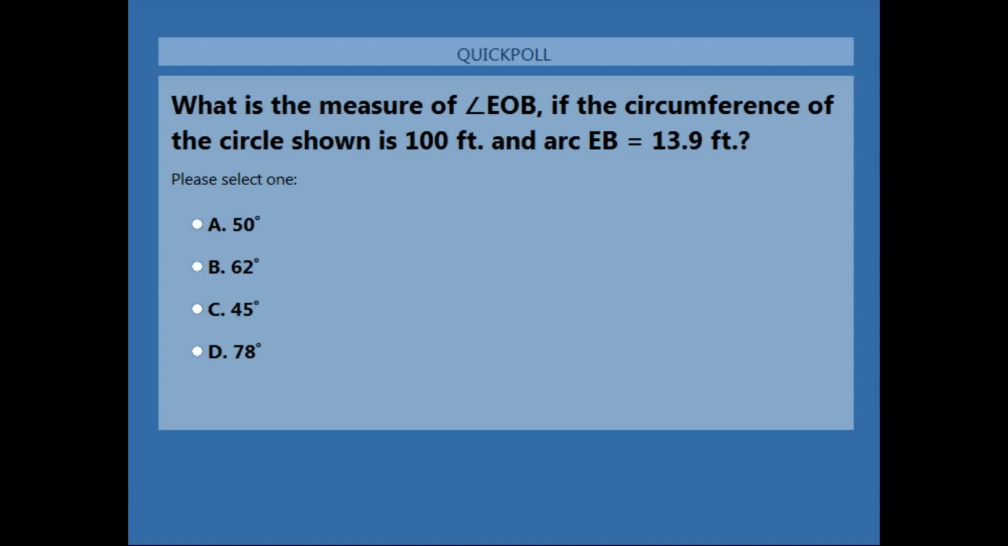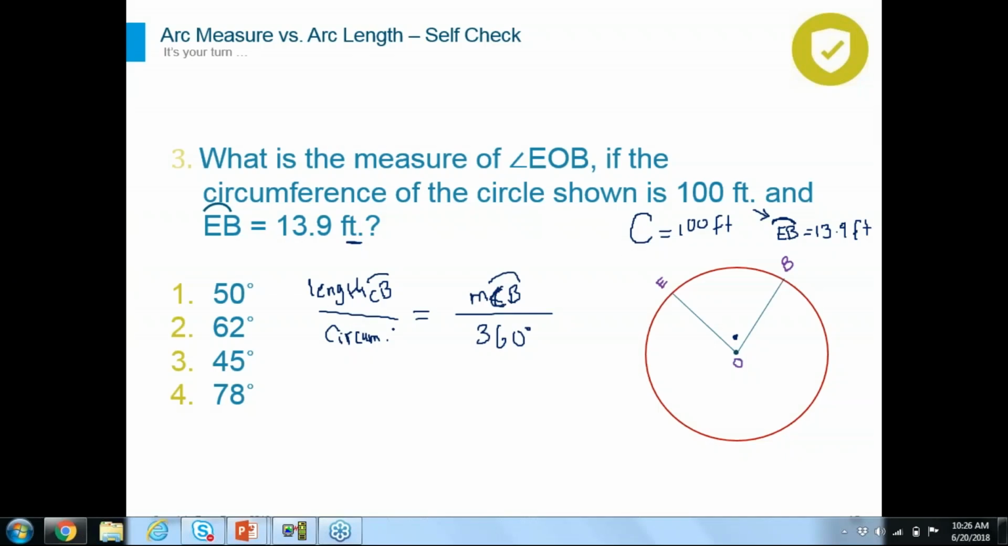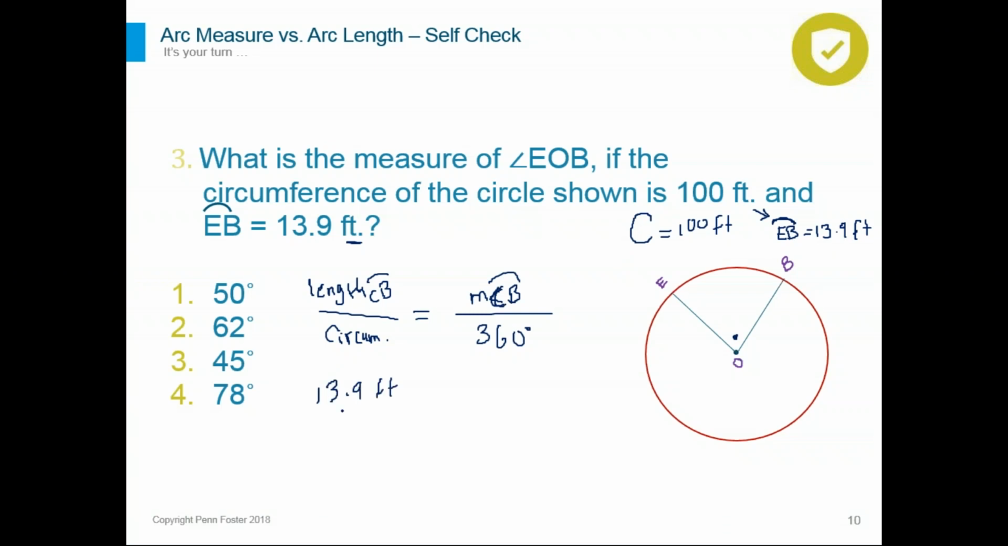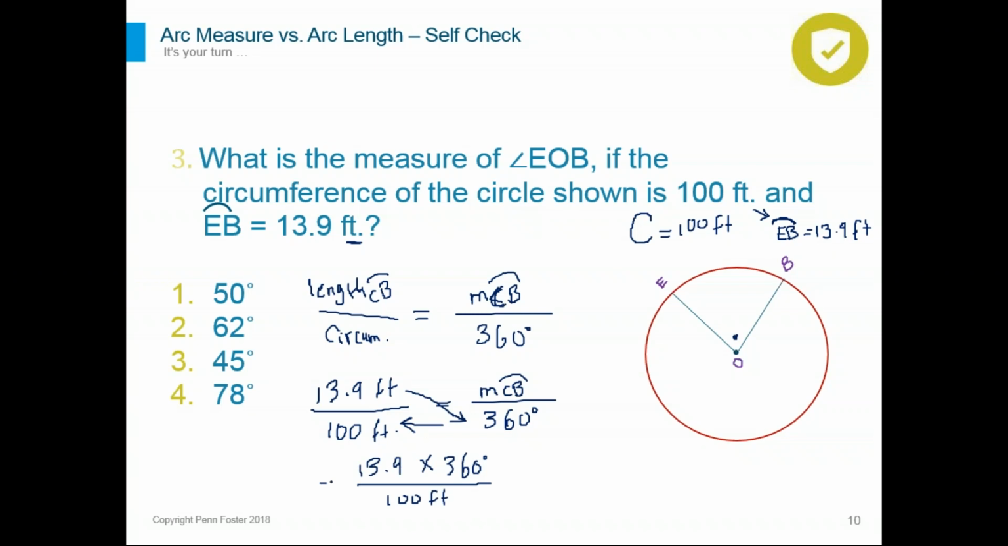Okay, let's do the question together. So again, let's replace the values that we know in the proportion. The length is given as 13.9 feet. Circumference is given right away. You don't have to do the formula. So 100 feet is the circumference, equals the measure of CB, which is unknown, over 360 degrees, a full circle. Gonna solve the proportion. So cross multiply and then divide. So 13.9 times 360 and then divided by 100 feet. That should give us the measure in degrees for CB.